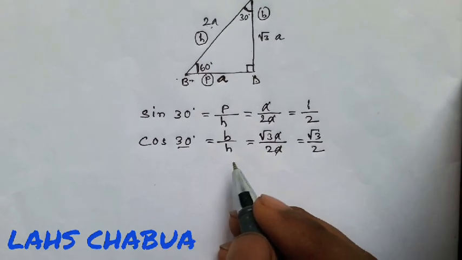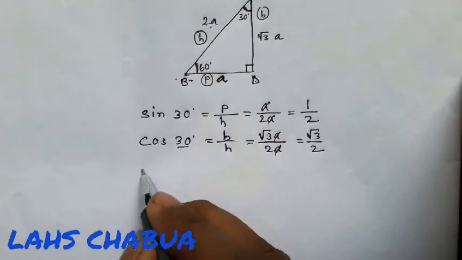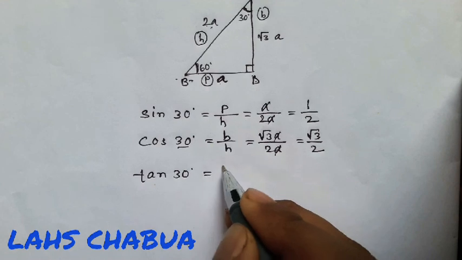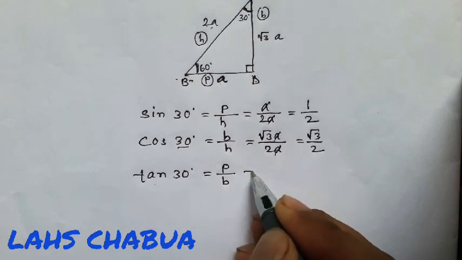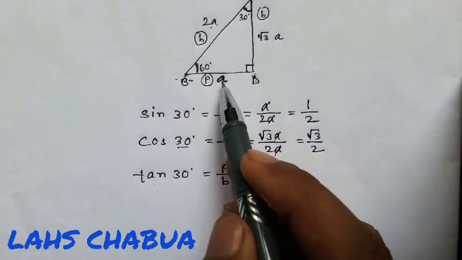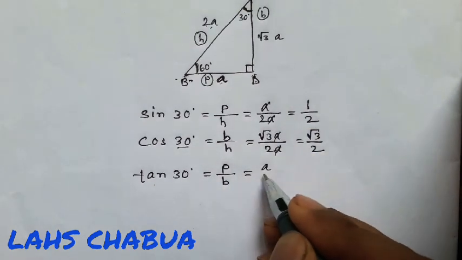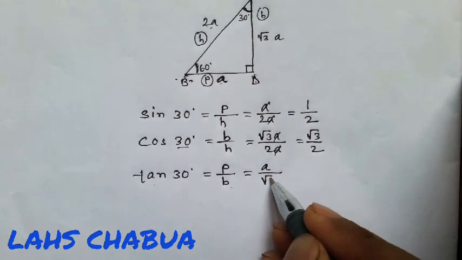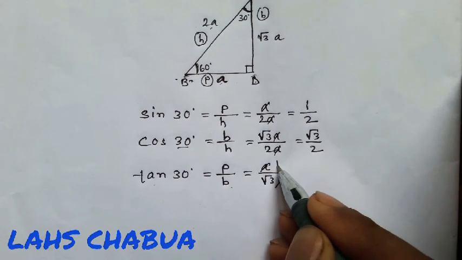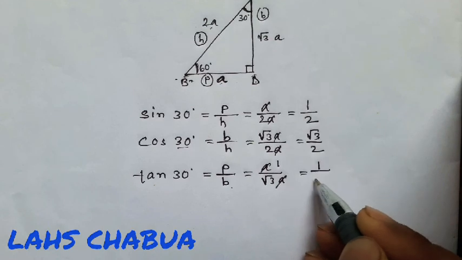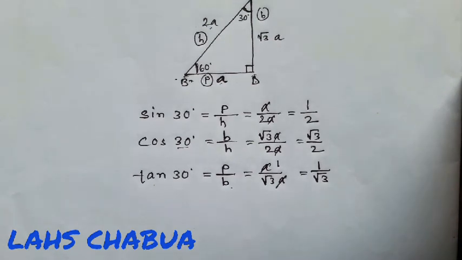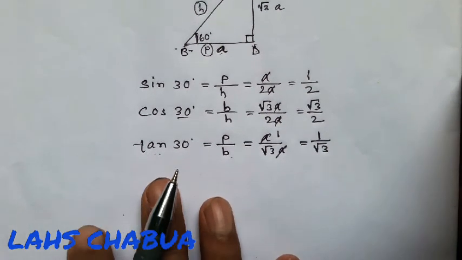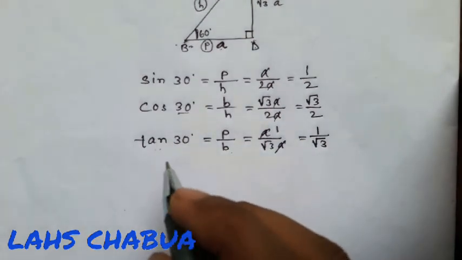Next, tan 30 degree. P by B, perpendicular upon base. Perpendicular, see BD is the perpendicular and its length is A, base, AD is the base, root 3A. Cancel these two. So the ratio we got is 1 by root 3. Tan 30 degree value 1 by root 3, and the same way the rest 3 ratios, that is cot, sec and cosec.